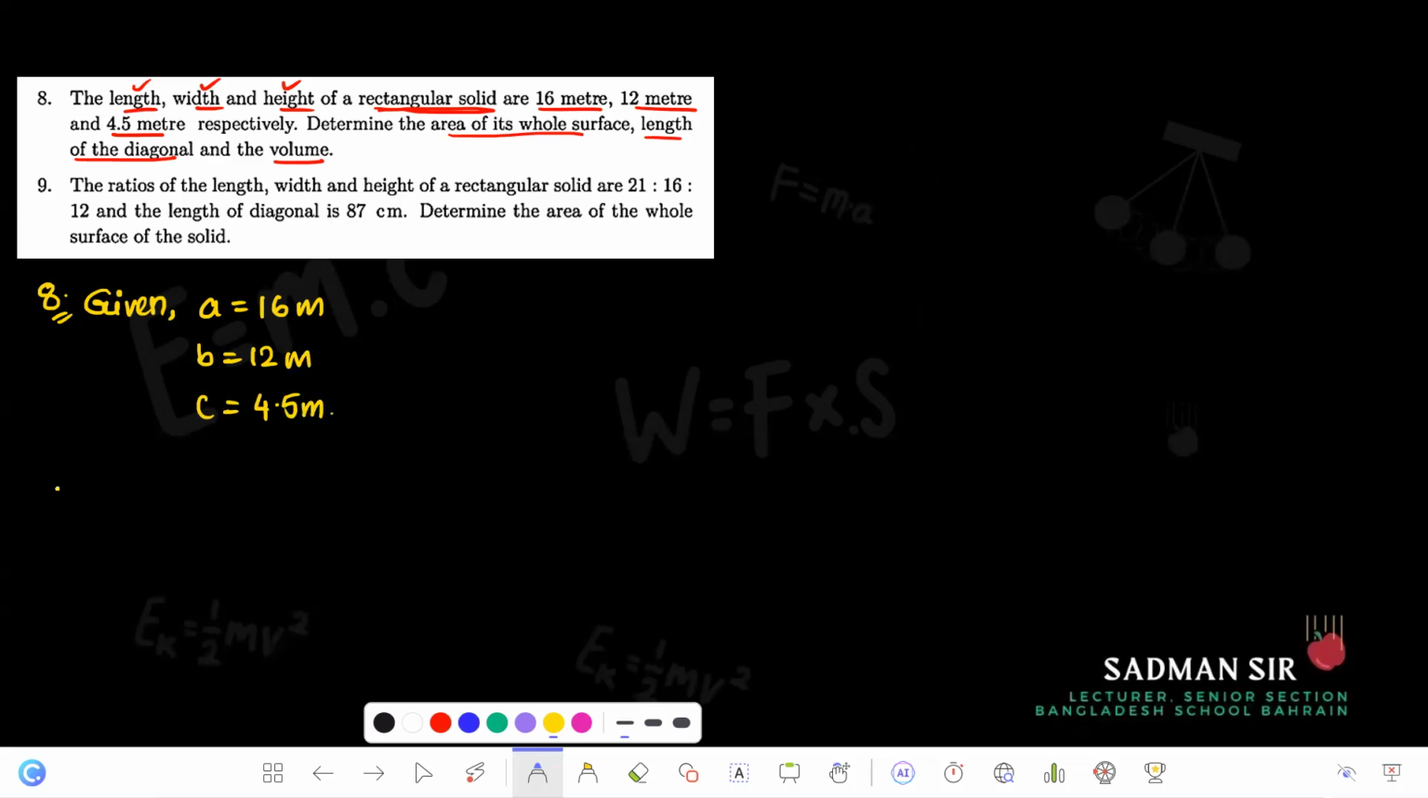First, they ask us to calculate the area of the whole surface. Area should be equal to twice of (ab plus bc plus ca). So replace the value a into b.